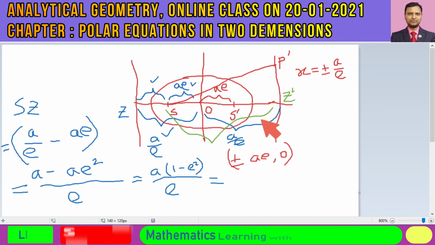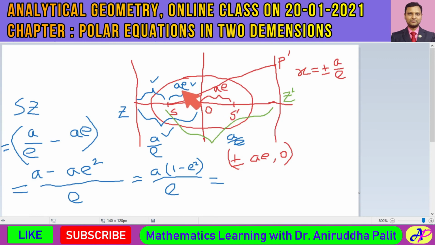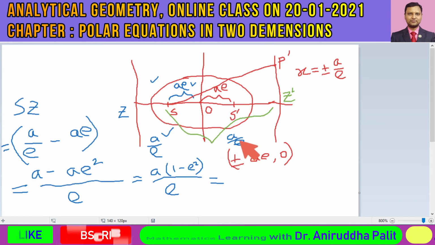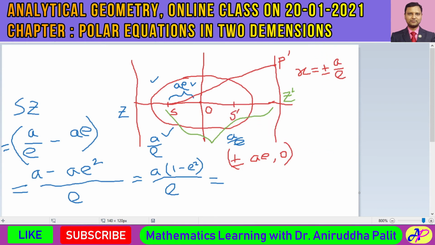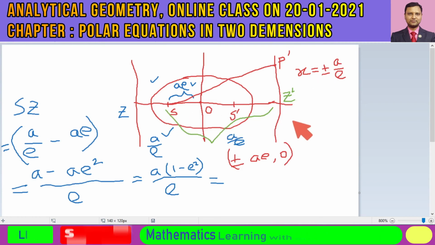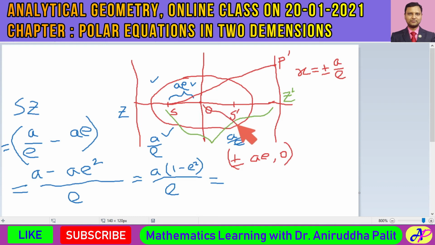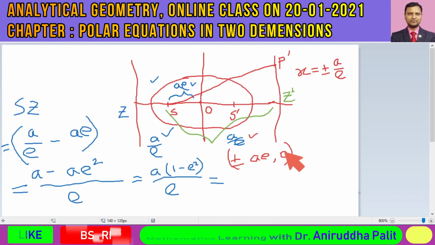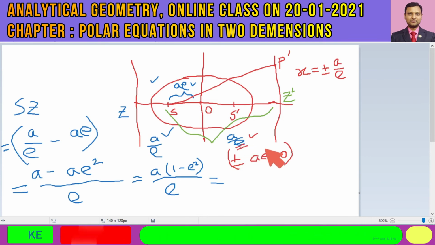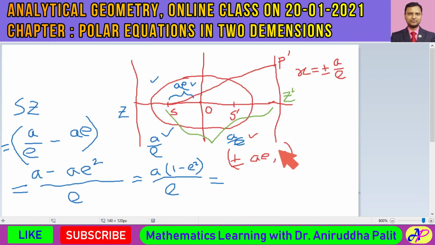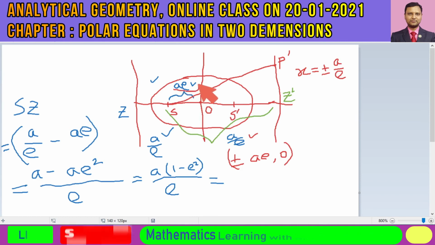Let me clear this picture a bit, because this is a very clumsy picture. Now, how to compute this much length from S to Z prime? And what is that length? That length is equal to A by E. This much distance from O to Z prime is equal to A by E. Got it? So A by E, and this much distance is equal to AE.